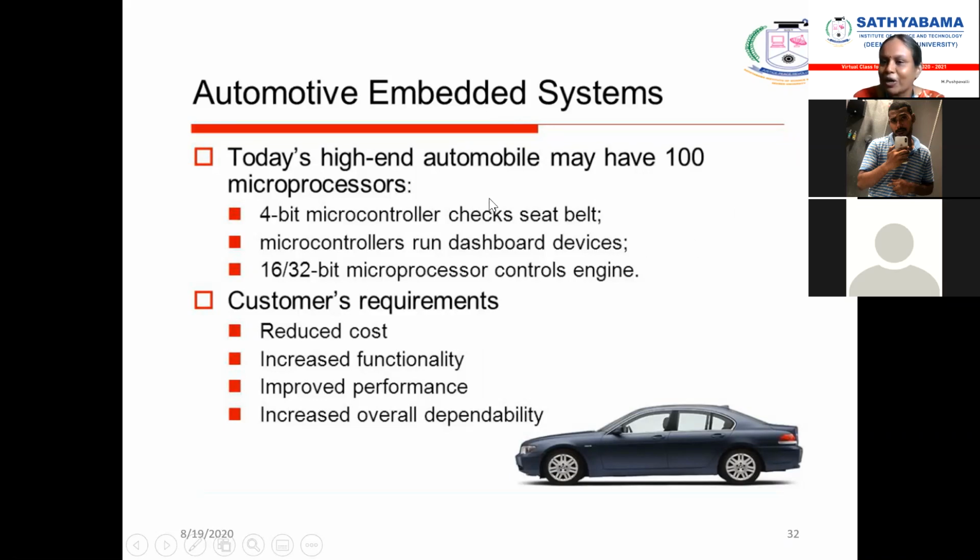4-bit microcontrollers will check the seat belt. You have seen in some cars, if you didn't properly put on the seat belt, it will indicate that you have to check your seat belt. So they have adopted one microcontroller even for checking the seat belt. Not a single controller will do all the things; they will use nearly 100 microprocessors to control all this. They use 16 to 32-bit microcontrollers for engines and for dashboard devices: dashboard, audio, speedometer, everything uses a microcontroller.